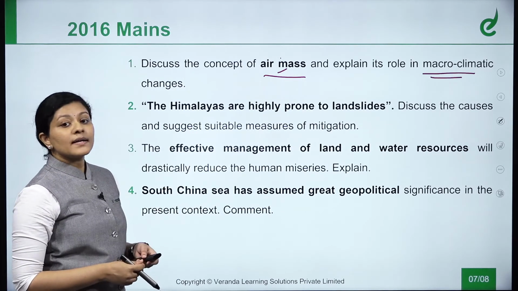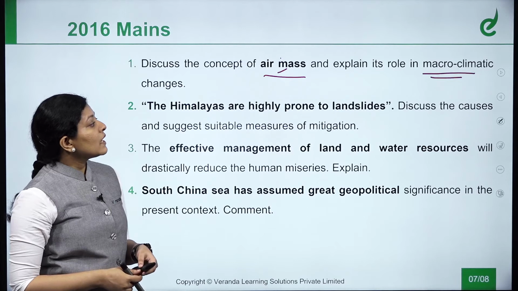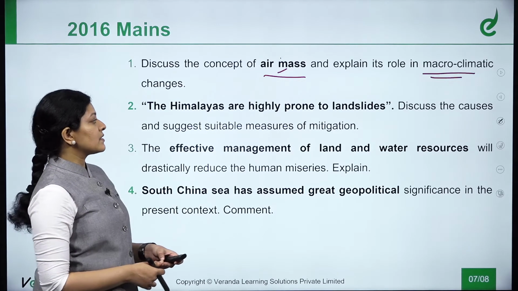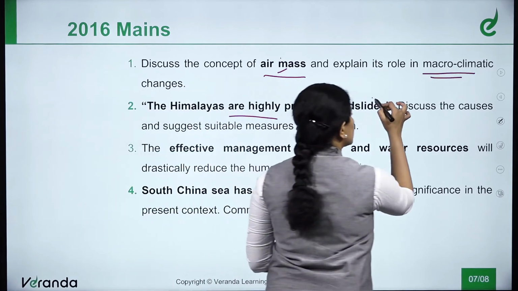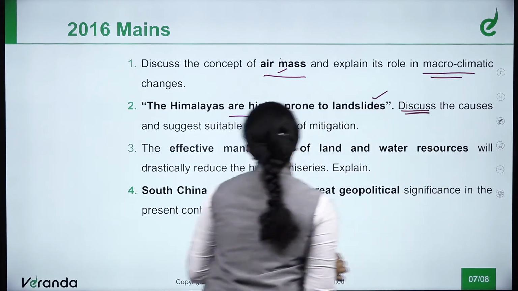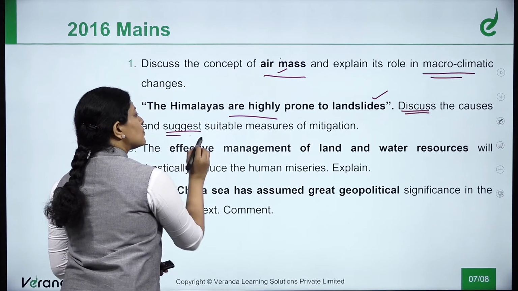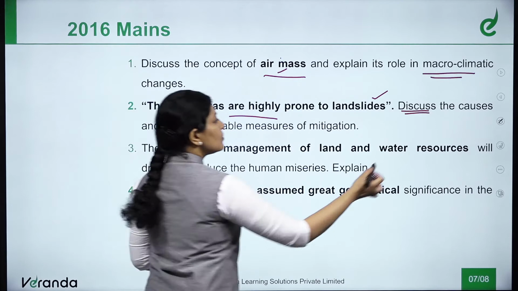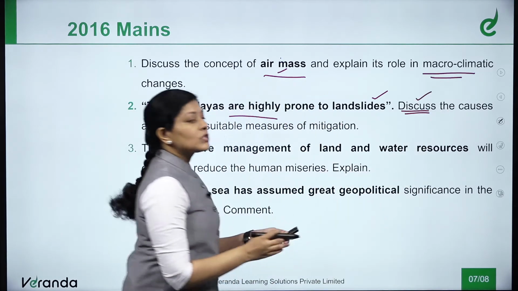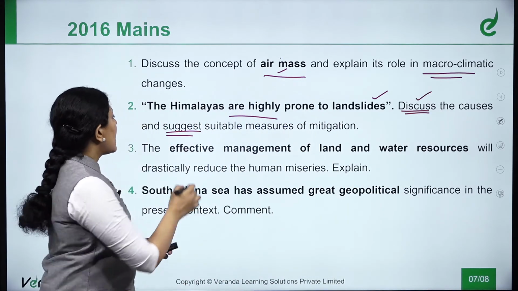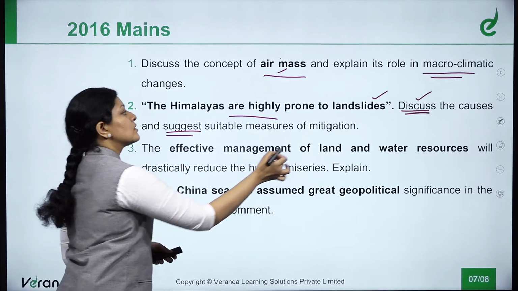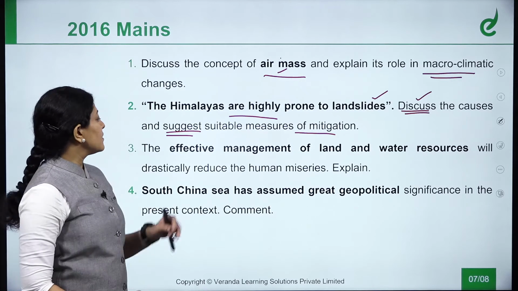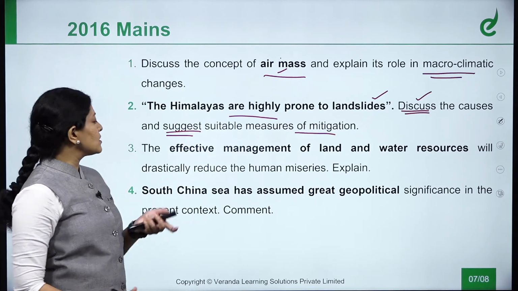And here, the Himalayas are highly prone to landslides. Discuss the causes and suggest remedial measures. Here this is the keyword. They have given the statement. Here they have asked, discuss the causes and suggest suitable measures to mitigate, that is to lessen the effect. So we are going to take a balanced approach, positive side and negative side of the question, and you are going to suggest what are the ways by which the landslides from Himalayas can be lessened. So this is how you could approach this particular question.